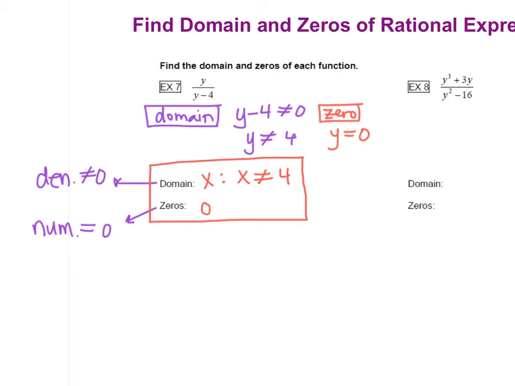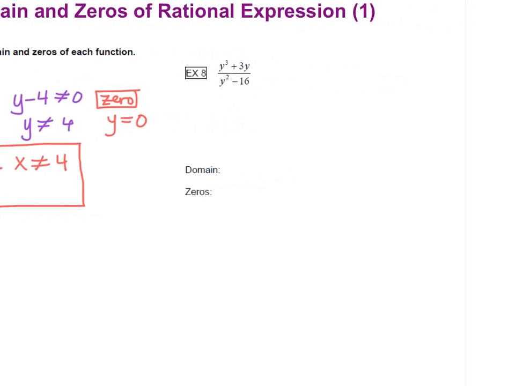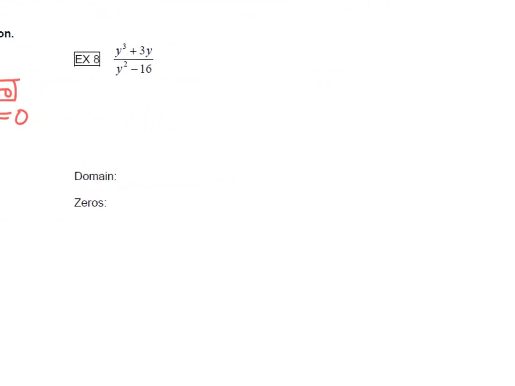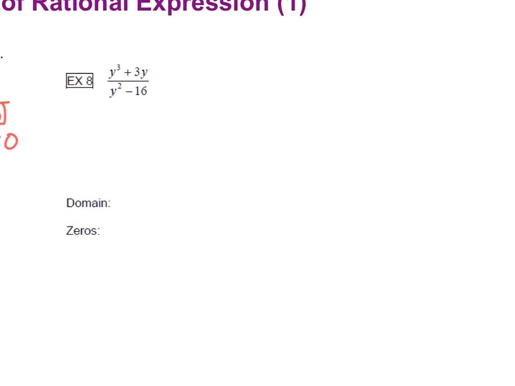Zeros will not always have an answer of 0. That was just a coincidence on that one. All right, example 8. Find the domain, find the zeros.